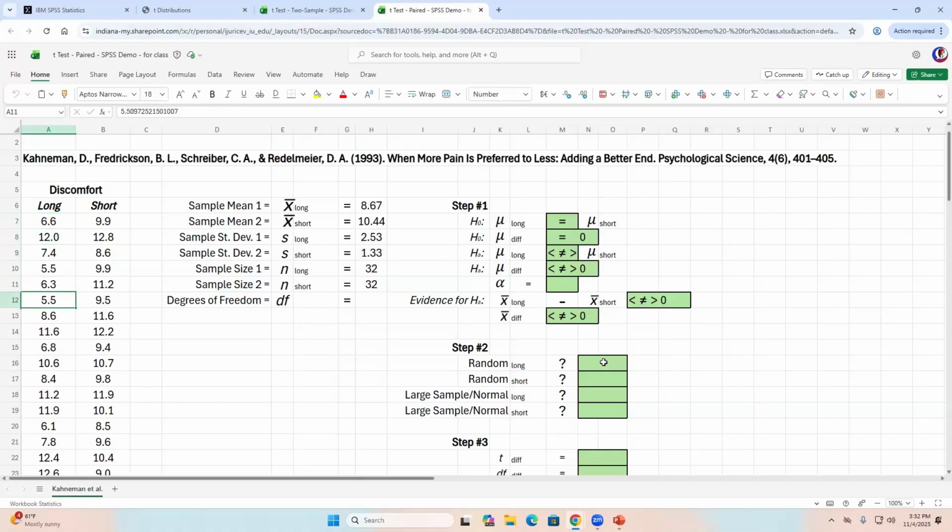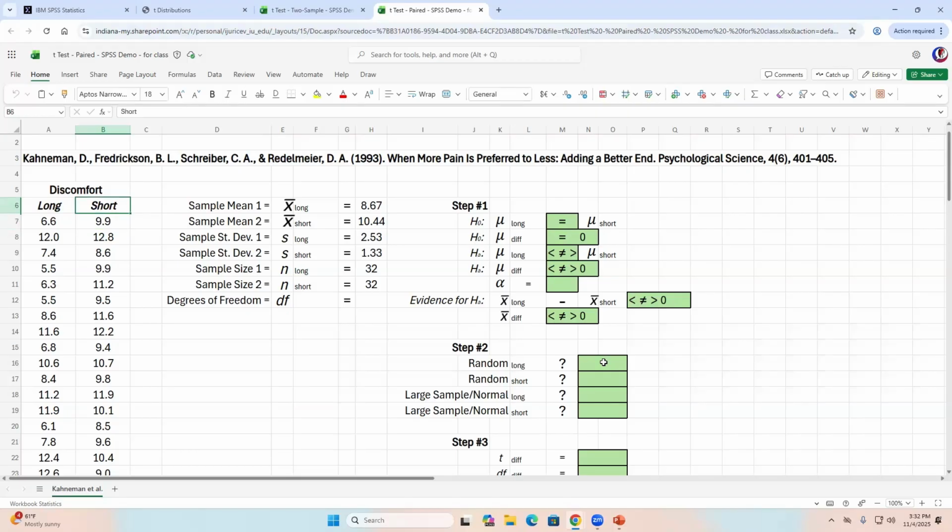And you can see that some of them said 6.6, 12, 7.4. They were very detailed. This is hypothetical data, but apparently they were very detailed with how uncomfortable it was. And then importantly, those same subjects were then asked, how painful was it, or what was your overall level of discomfort, 1 to 14, for the short trial?